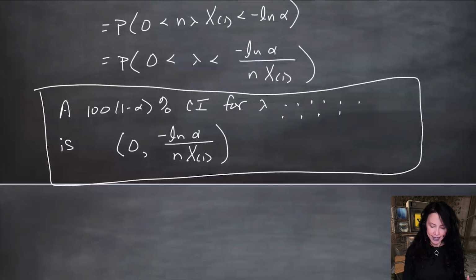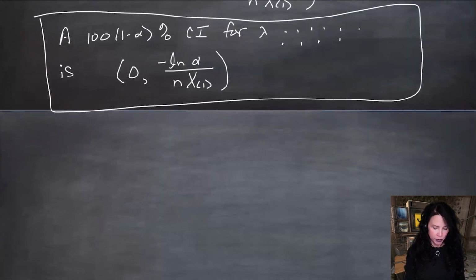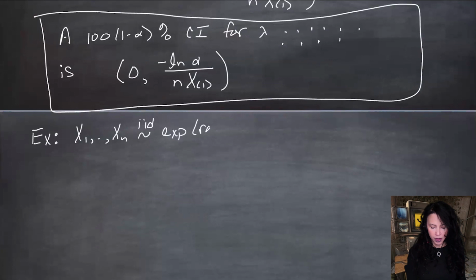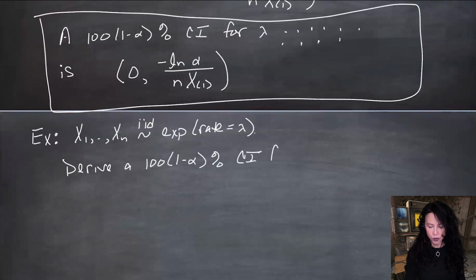Let's go to a second example, which is basically the same example, but with a different statistic that I think should give us a much better result. We have x1 through xn, IID, exponential with rate lambda. And I want to find or derive a 100 times 1 minus alpha percent confidence interval for lambda based on a different statistic, the sample mean x bar.